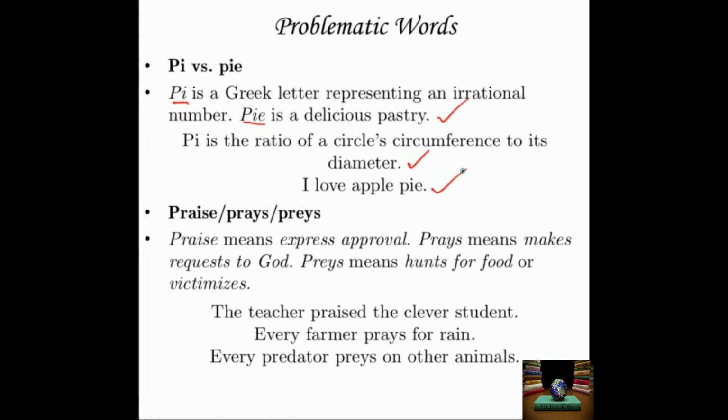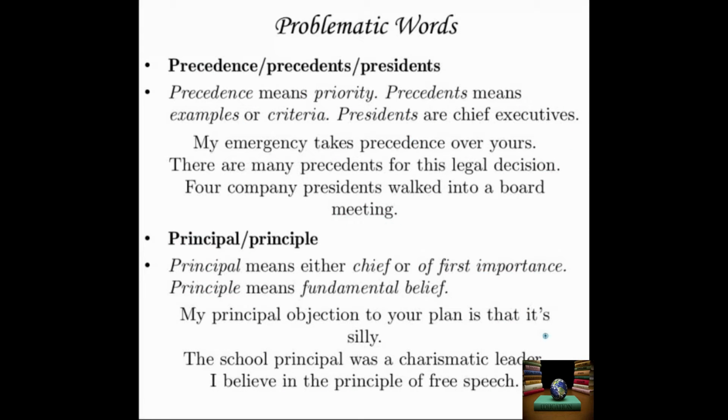Next, praise, pray, and prey. Praise, A-I-S-E, means to express approval. Pray, with the Y, means makes requests to God. And prey, E-Y, means hunts for food or victimizes. Think predators. So the teacher praised the clever student, every farmer prays for rain, and every predator preys on other animals.